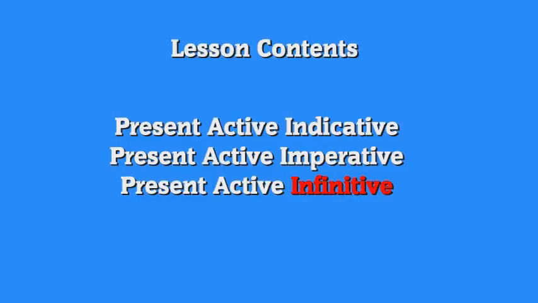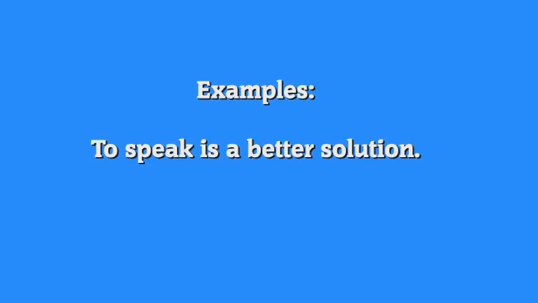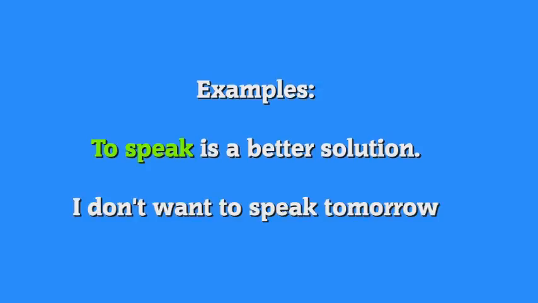The infinitive is a special form of a word that refers to an action as if it were a noun. This means that the verb is not describing the occurrence of an action, but it is describing the action itself. The infinitive can function both as a subject or as a complement to a verb. For example, to speak is a better solution. Here, to speak is the subject of the sentence. Or, I don't want to speak tomorrow. Here, to speak is a complement to the verb want.